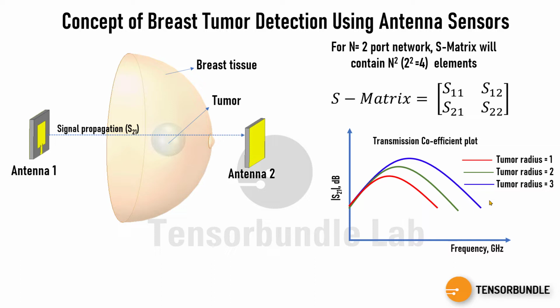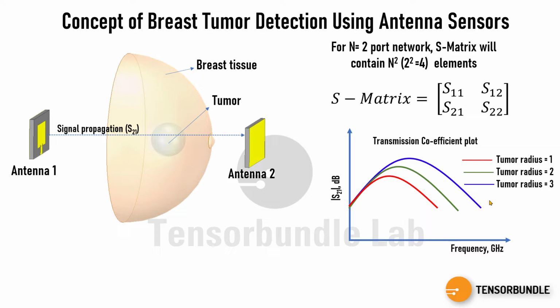So by having these multiple simulation plots, we can establish a correlation between the transmission coefficient and the tumor cell size and tumor cell location as well. So this is a very simple concept. By using 2 antennas, you can also employ multiple antennas around the breast cells in order to detect the tumor cell more precisely. And that could be done by using circular array of antennas as well. But for this discussion, I'm keeping it simple. I'm only designing 2 antennas and a breast phantom between them.